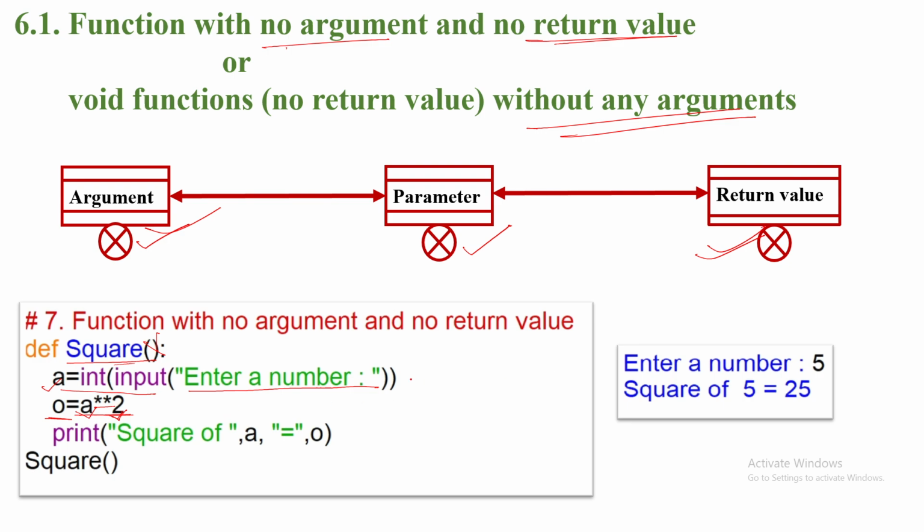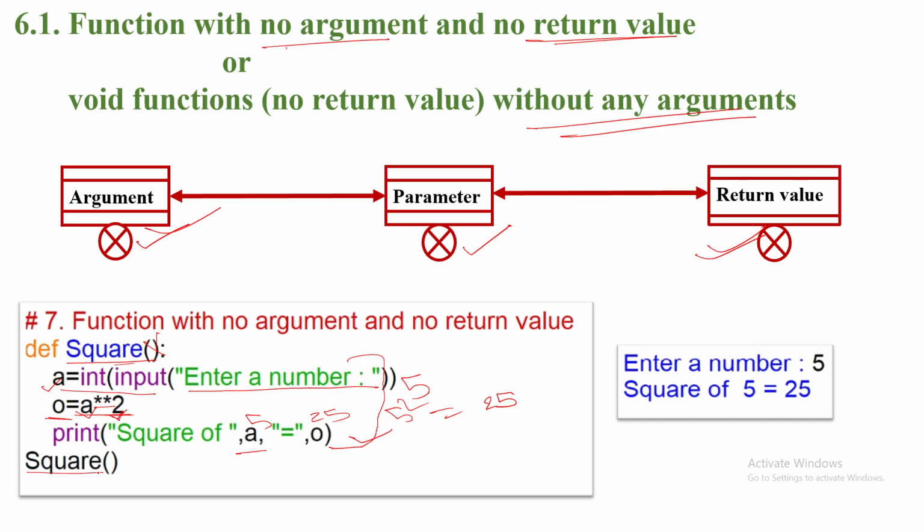So enter a number, which one? 5. Then 5 squared. What output will it generate? 25. So print: square of a, square of 5 equal to 25. So inside of the function we will do everything.